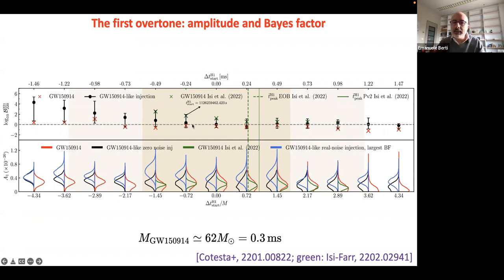What we find is that at all times after the peak, the Bayes factor is consistent with 0. And therefore, there is no evidence for the presence of an overtone. You do see an evidence for the presence of an overtone at early times, but that's when you're dominated by noise. Now, there was a response by the authors of the original paper where they repeated the analysis.